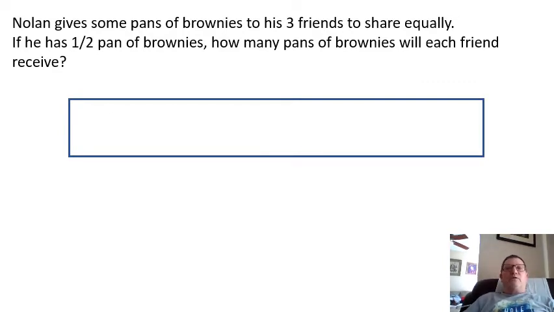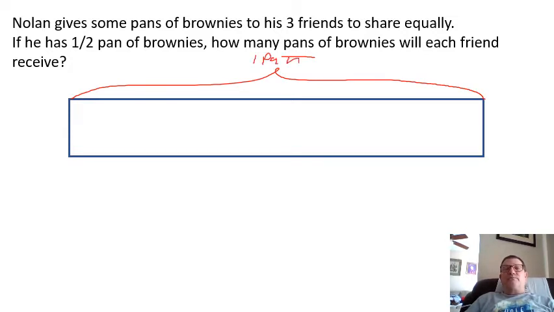Okay, this time Nolan still has 3 friends, but he only has half a pan of brownies. But the question says how many pans of brownies does each friend get? So my tape diagram still has to reflect 1 pan, not half a pan. So now I'm going to split this pan in half. And this represents the half a pan to share with his friends.